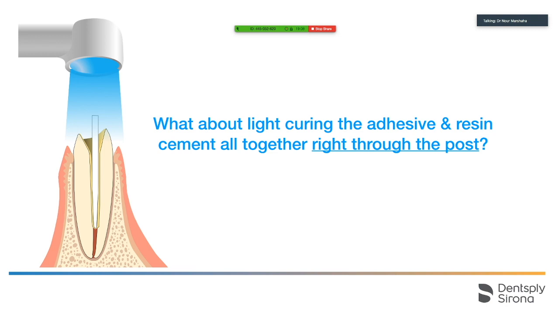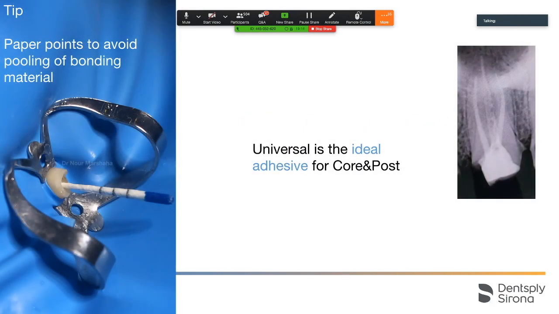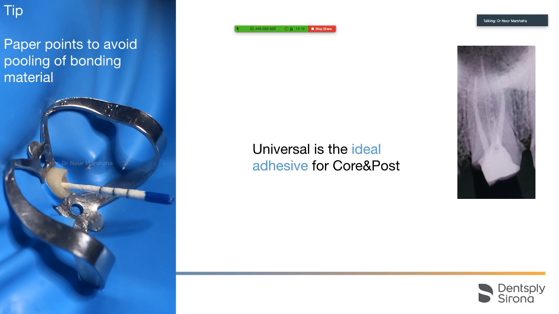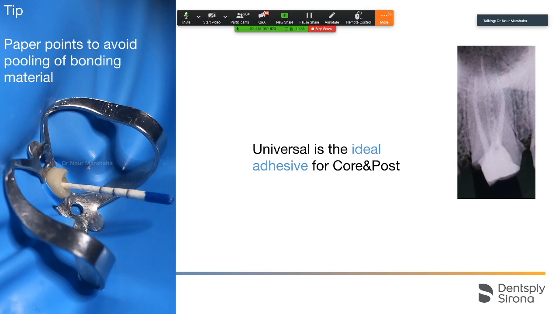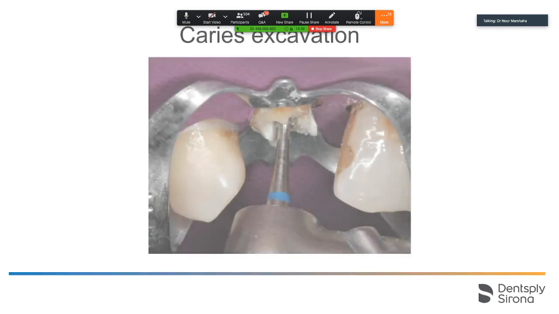What about light curing the adhesive and resin cement altogether right through the post? I use a paper point when I apply the bond, just to remove the excess bond and avoid pooling of bonding materials. Always, for each step, you have to take an X-ray and check the work sequence. Universal is the adhesive for core and post.